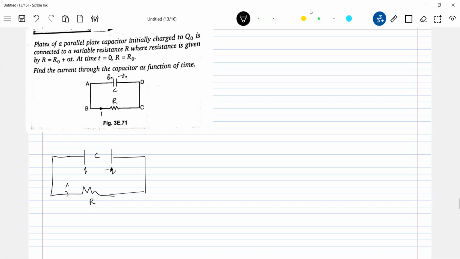So let the current I flow. I think this much only we can write as an equation. So write the loop equation first: Q by C minus IR equal to 0. Then after this, what is I equal to? Minus dQ by dt.